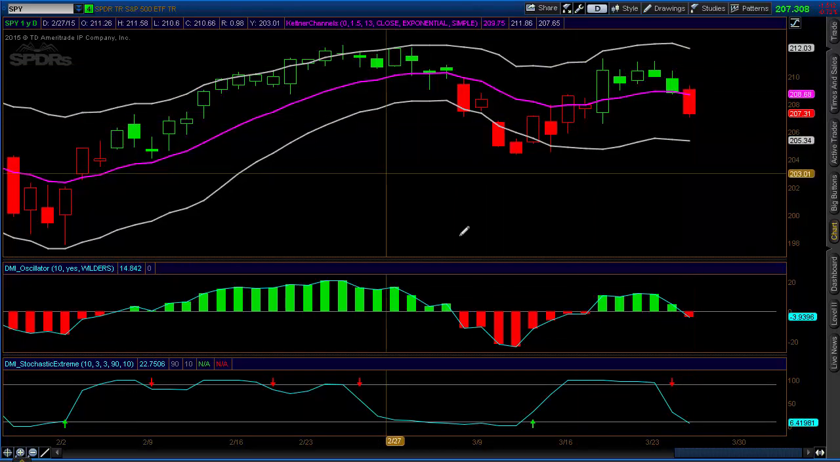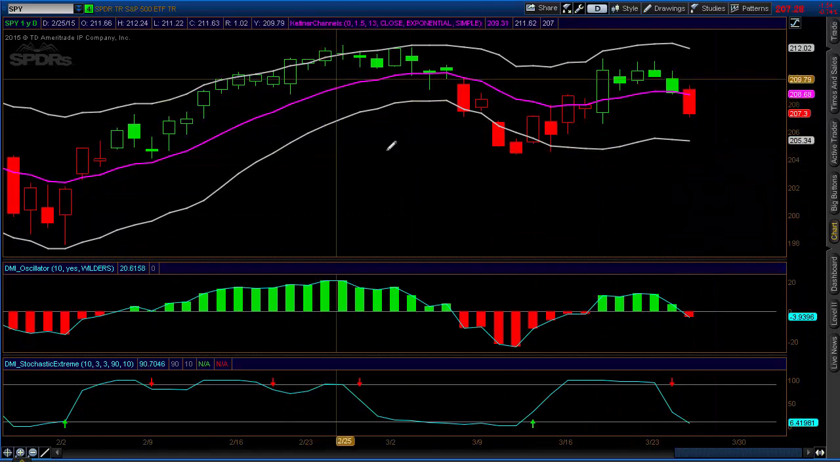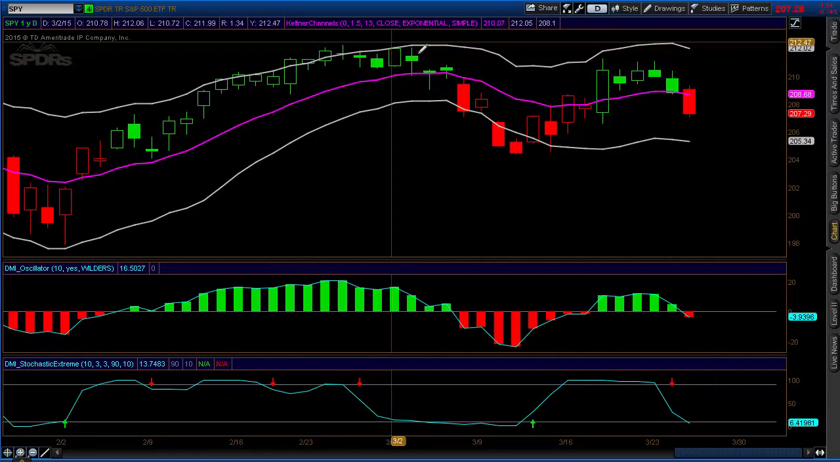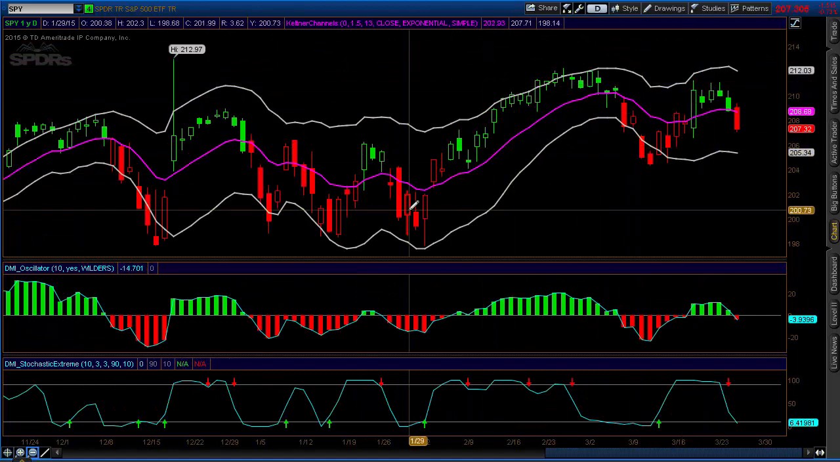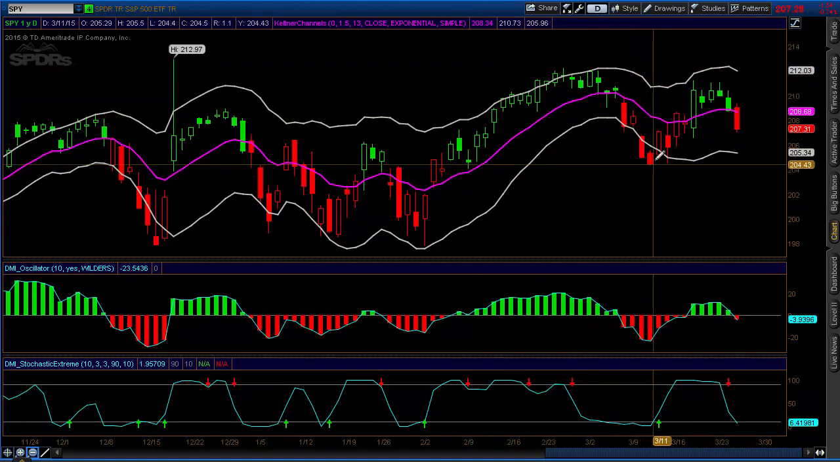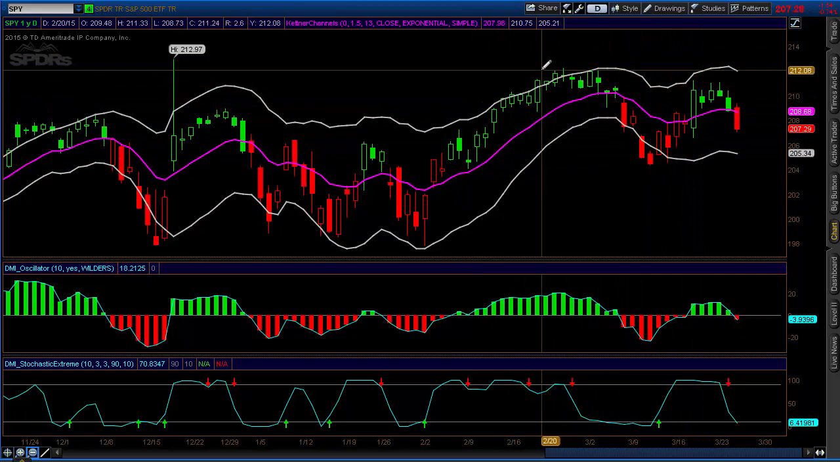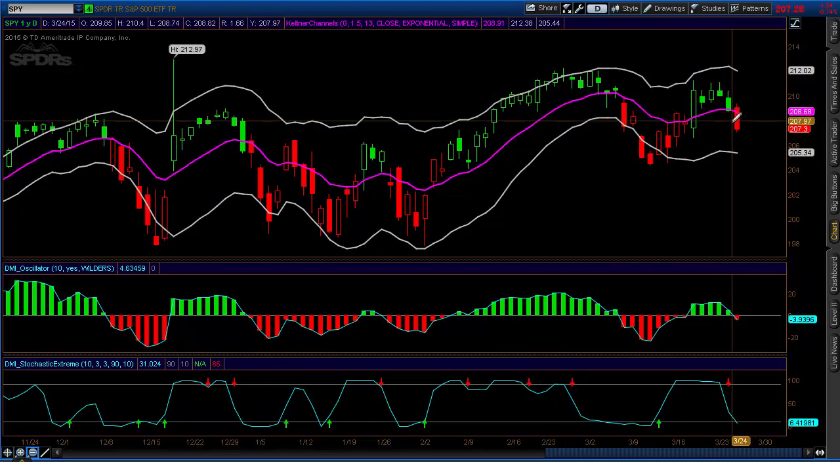So the issue I have with the overall market isn't that it's hugely bearish, but the fact that we are potentially putting in a lower high here. We had this breakout, we pulled back, we rallied back up, but we were unable to retest this 212 level on the SPY, and then ultimately we're starting to pull back here.